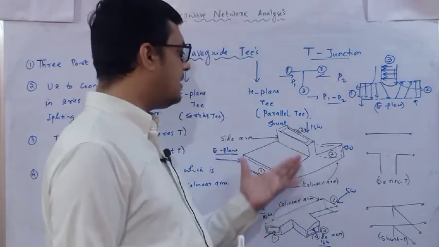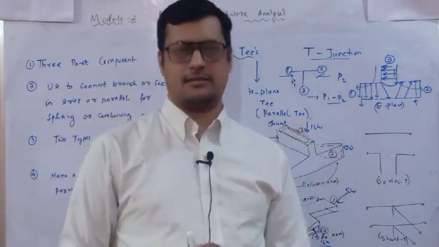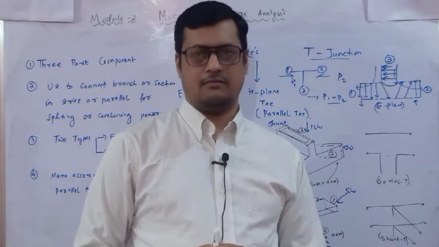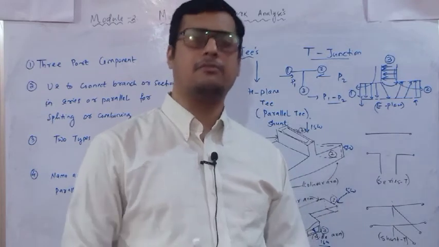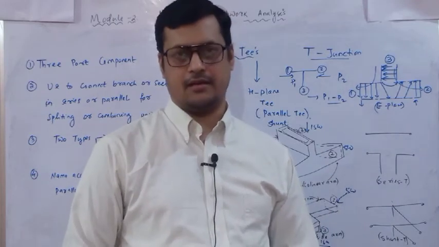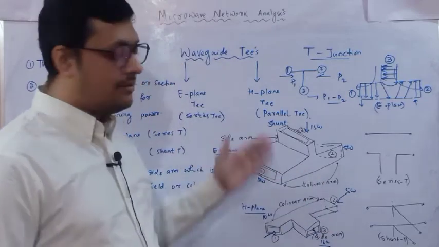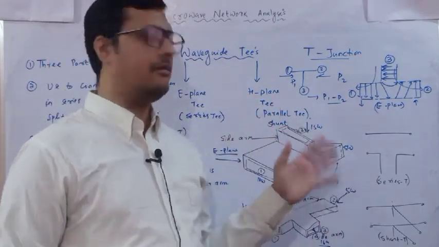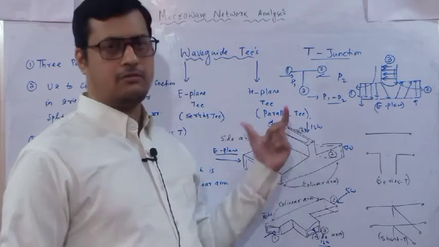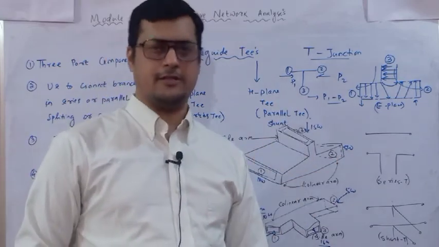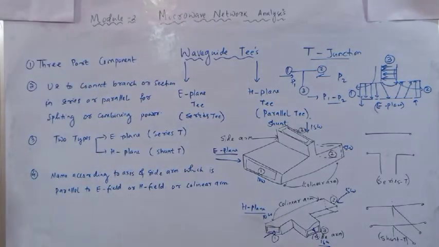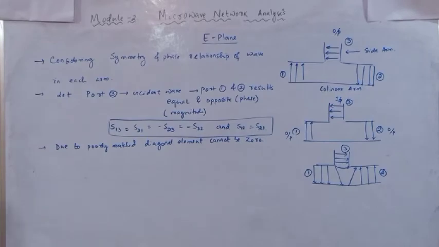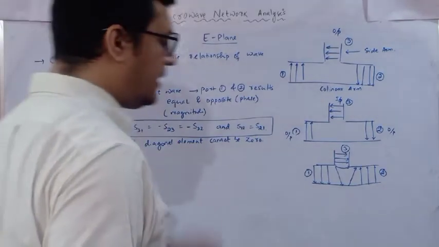But for the time being, these networks are in a poorly matched condition. Means it cannot be matched perfectly. Some impedance will be there, some reflection coefficient will be there, mismatch conditions will be there. So we will analyze all these things step by step. First we will discuss E plane, then H plane, and then we will solve a few problems. So first we will discuss E plane.